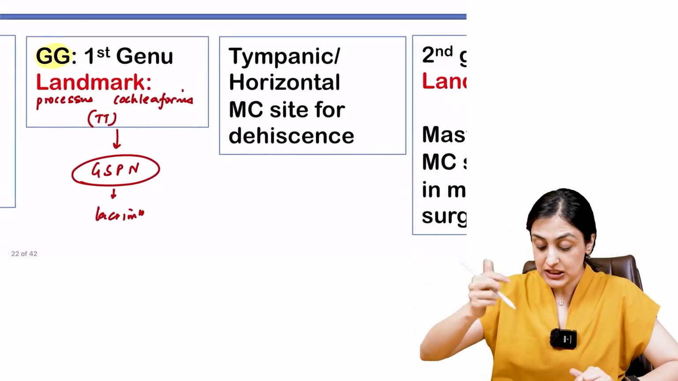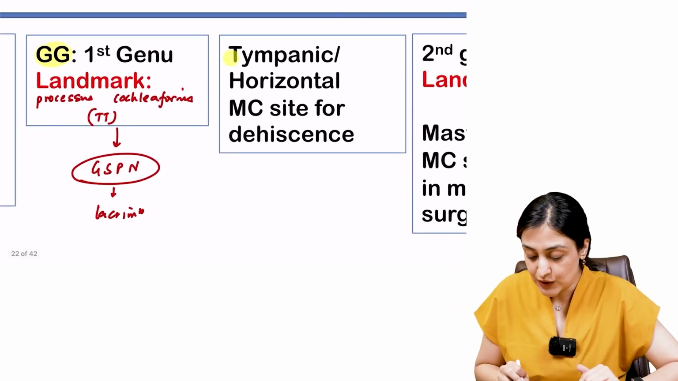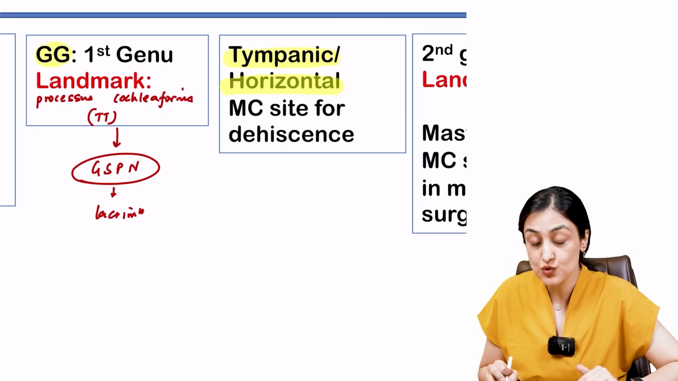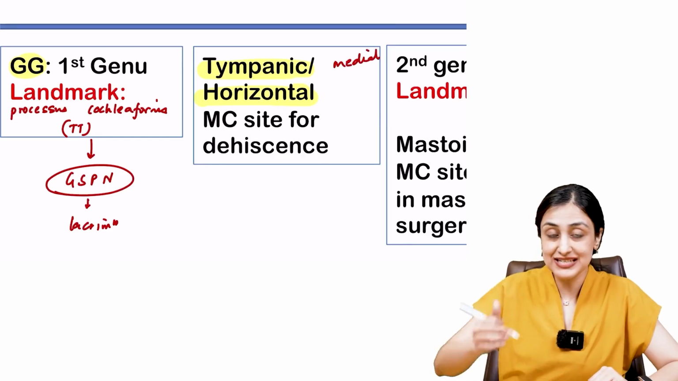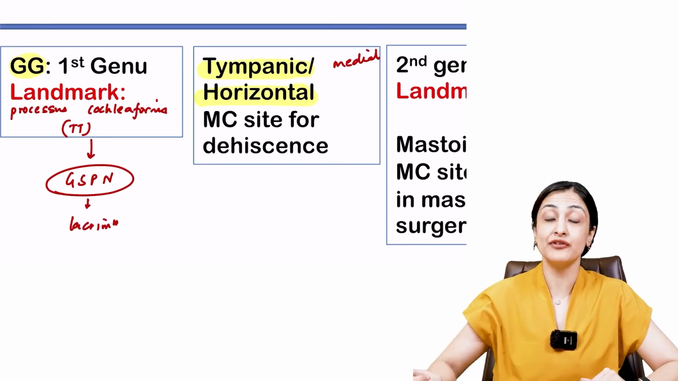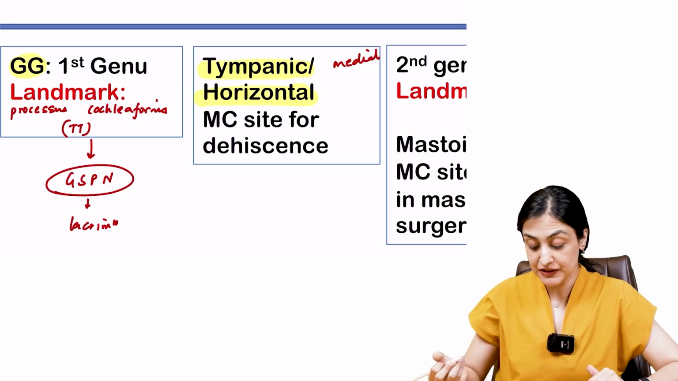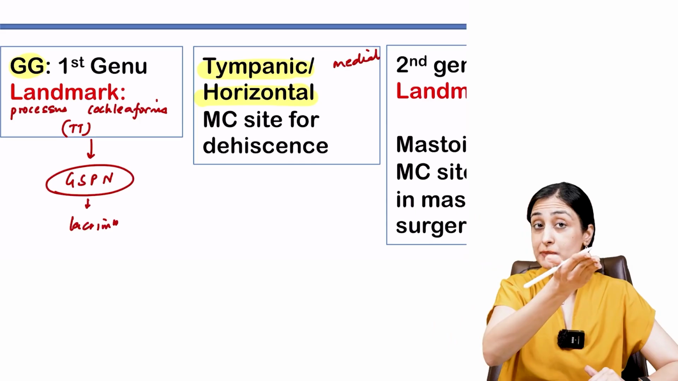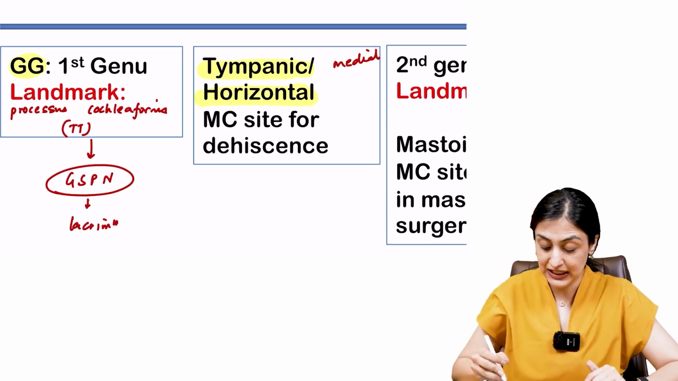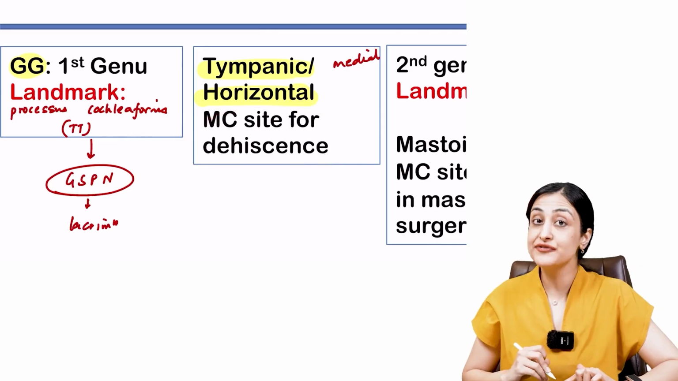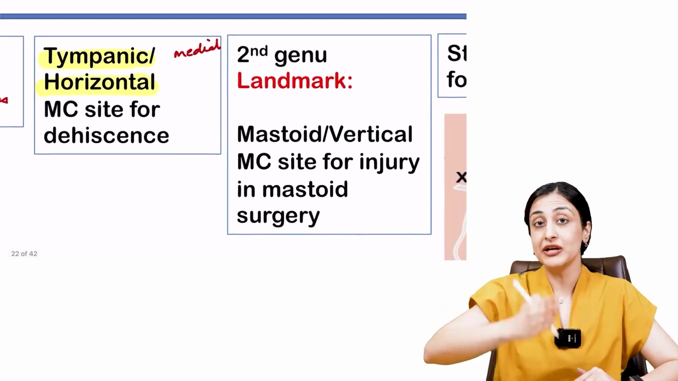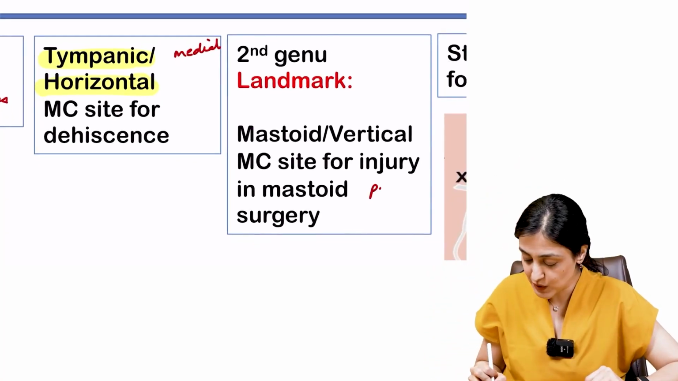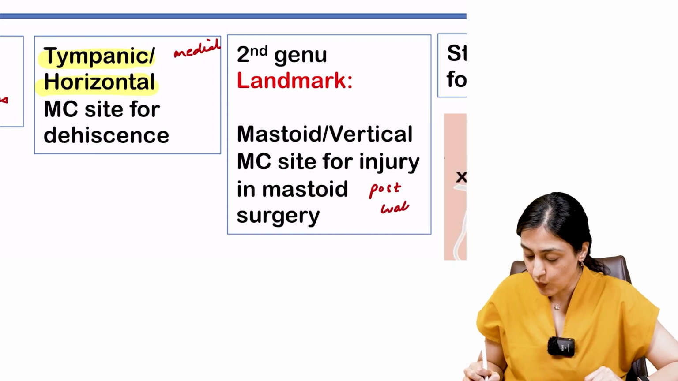Now it is entering the middle ear. So this is where you have the tympanic or the horizontal course, and this is in the medial wall, right? Where it takes the first genu, this is the medial wall of the middle ear, the horizontal part where it is present in the fallopian canal, and that is the most common site of dehiscence. Then comes the second genu, the second turn where it becomes the vertical segment, and this is happening in the posterior wall of the middle ear.